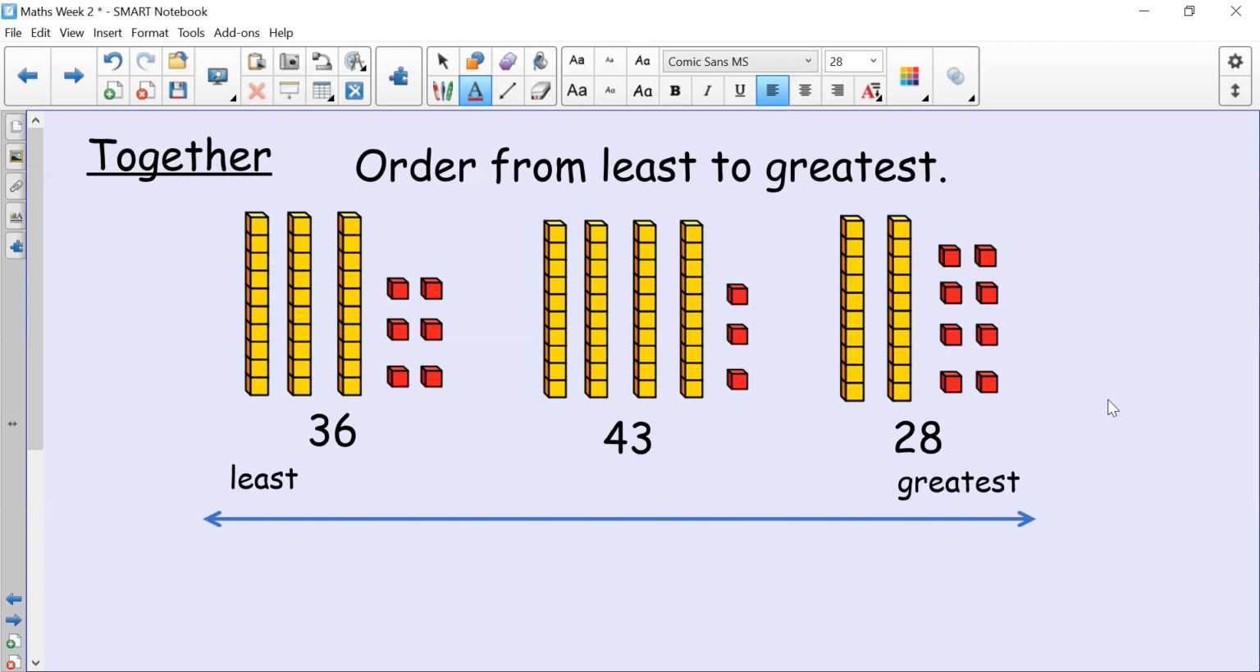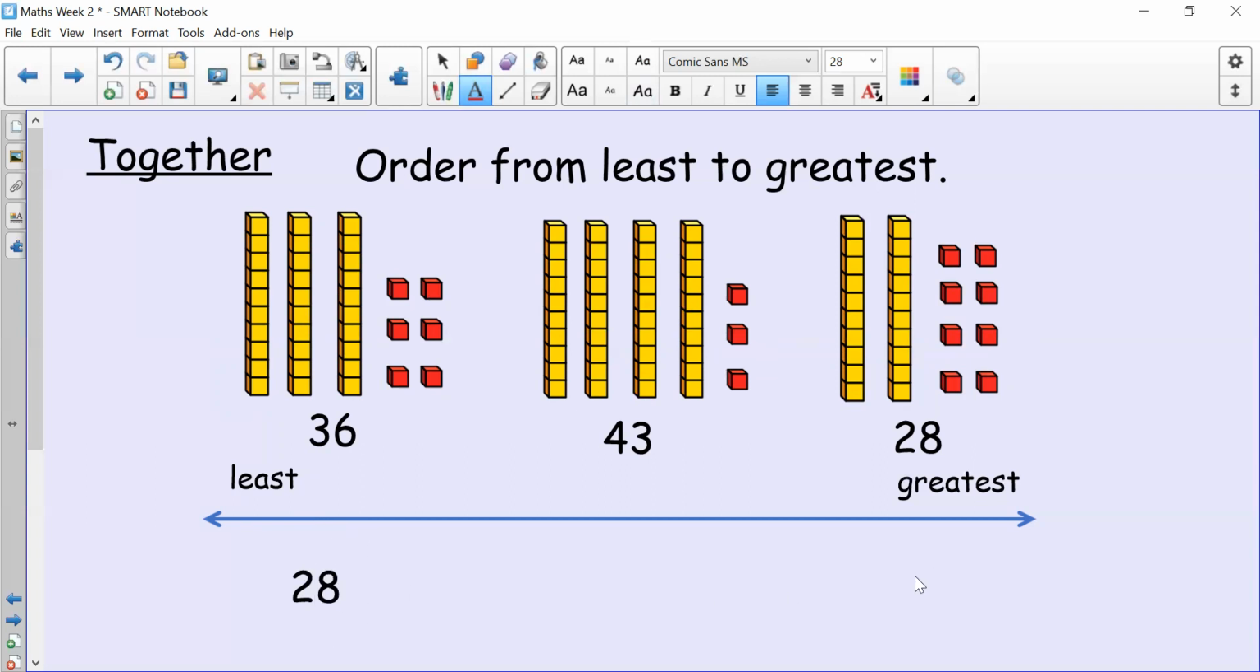So if we look at the 10s and compare the 10s, we can see that this time each number has got a different number of 10s. So I'm looking for the number that has got the fewest 10s in it. So 36 has 3 10s, 43 has 4 10s, 28 has 2 10s. So 28 must be the least. So I'm going to put 28 here.